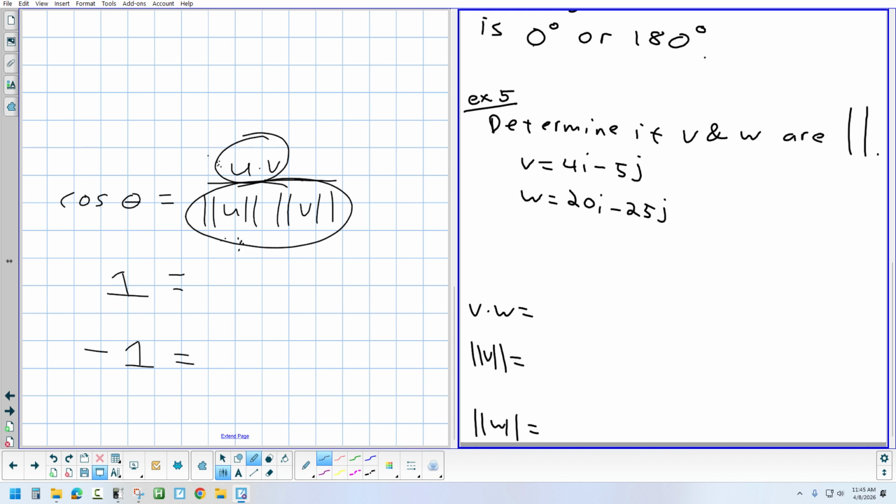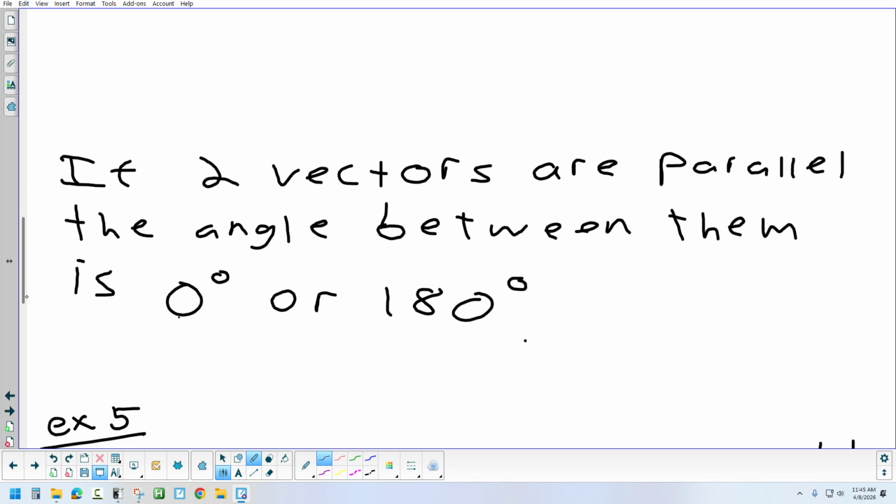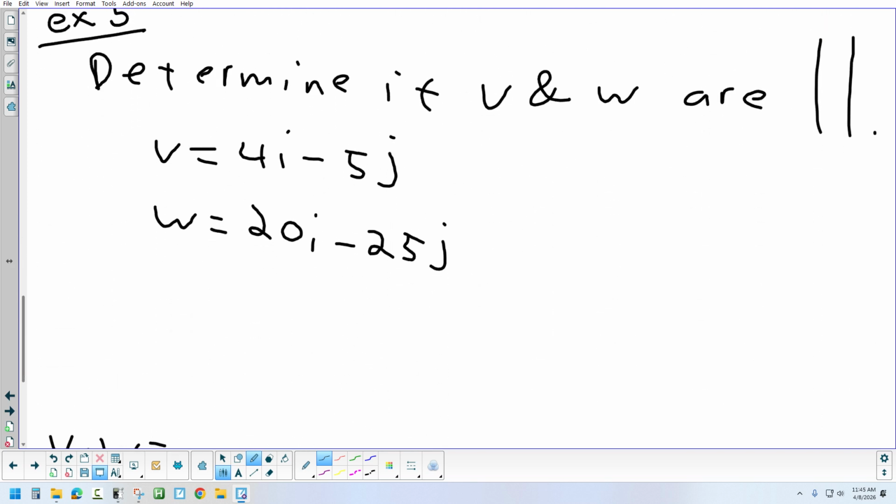All right, so we're going to figure out if vectors v and w are parallel. Sorry, let me put that back. Right there. Okay, let's start with the dot product.